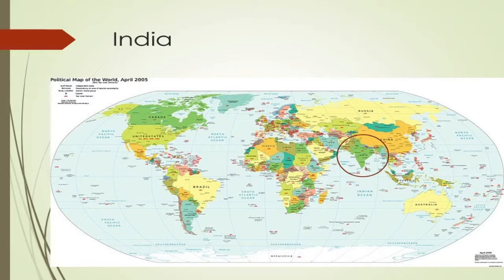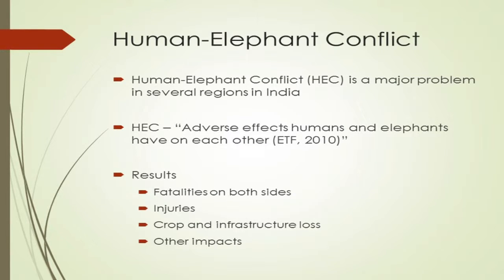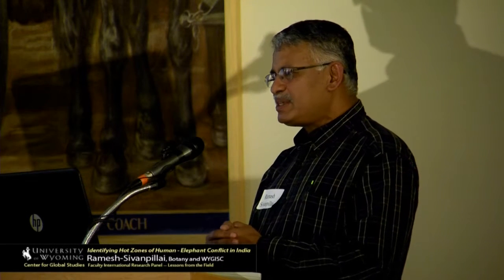But the main part is human-wildlife conflict is happening throughout the world, and India happens to be a central place where the human-elephant conflict has been happening since the 1980s. And most importantly, the definition is it's an adverse effect that humans and elephants can have on each other. But if we think about it, elephants are so big, how can we have an impact on them? We will see what they are.